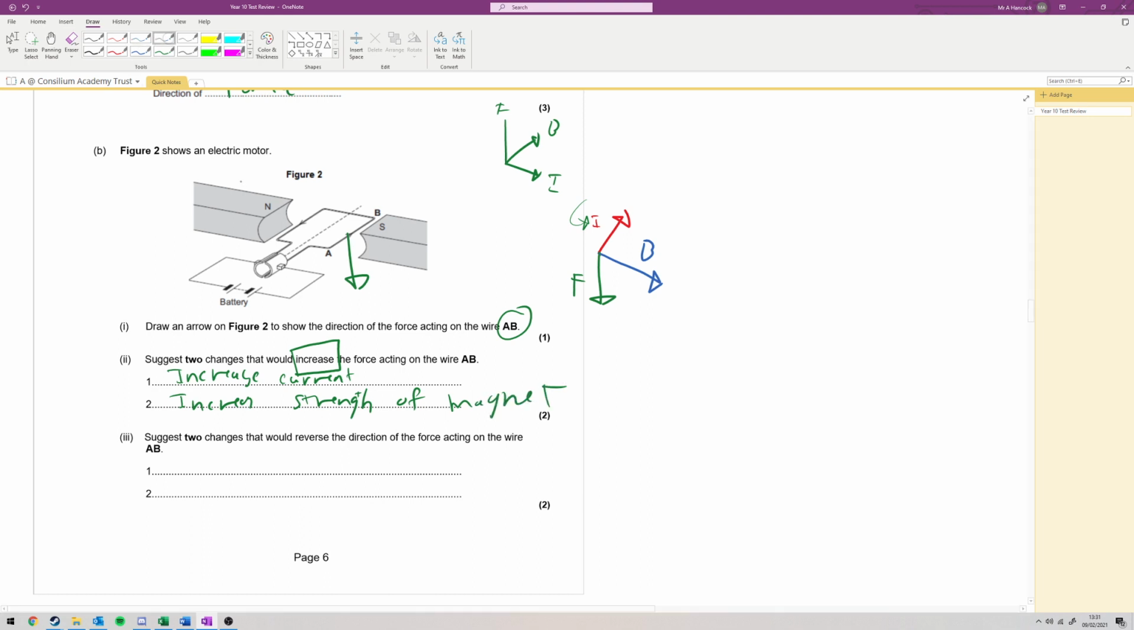Let's see if I can use a thinner pen, maybe it might make it easier to read. Suggest 2 changes that would reverse the direction of the force acting on the wire. So what do you have to do? You need to flip the poles of the magnet, or flip the magnet. And what else do you have to do? You could flip the batteries. If you said flip the batteries, you'd get the mark, really. So reverse the battery or reverse the current. I prefer just saying reverse the current.